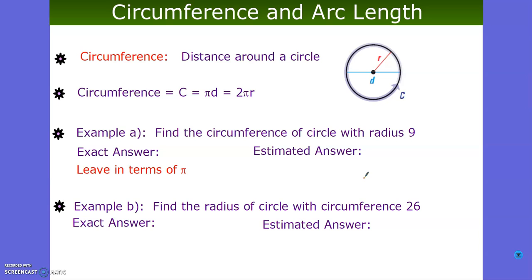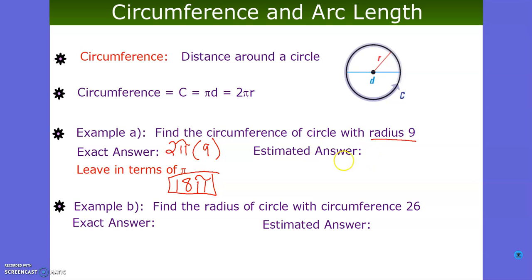It says find the circumference of a circle with a radius of 9. So I want to find an exact answer, but also an estimated answer. An exact answer is when we leave our variable in terms of pi. So if I have a radius of 9, I'm going to use 2 times pi times my radius of 9. So my exact answer left in terms of pi will be 18 pi.